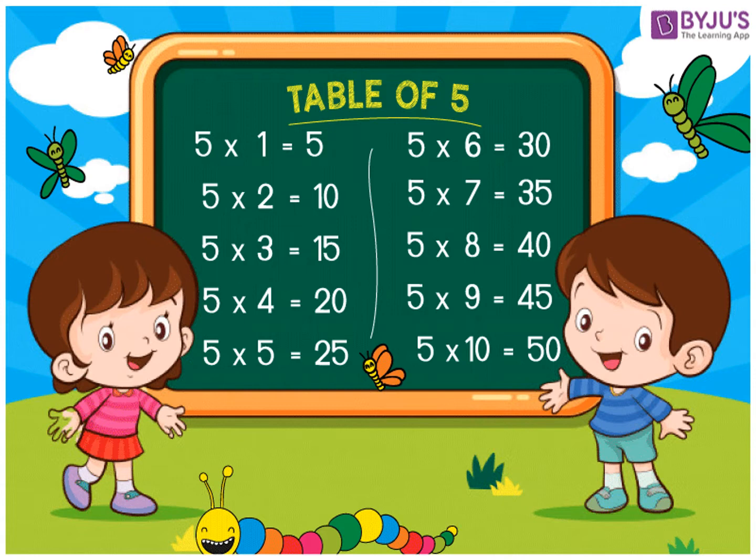5 times 3 is 15. 5 times 4 is 20. 5 times 5 is 25. 5 times 6 is 30. 5 times 7 is 35.